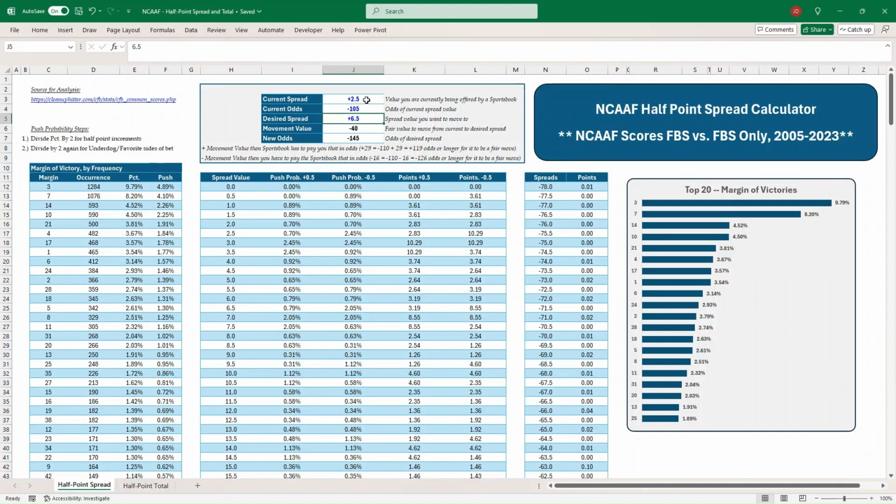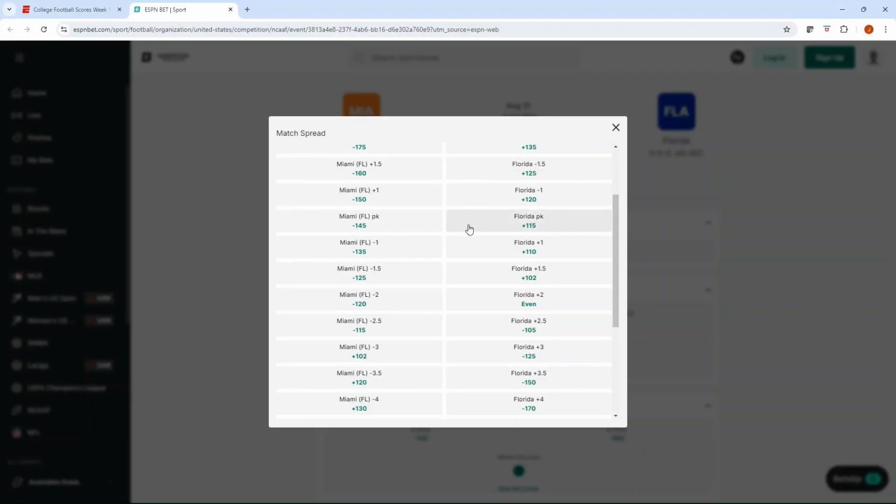Okay. And let's say instead of them covering by a field goal, they're actually going to win by a field goal. So let's do minus 2.5. So that movement value of 2.5 underdog to 2.5 favorite is worth 33 points or plus 128. So let's see if that's a fair movement or not.